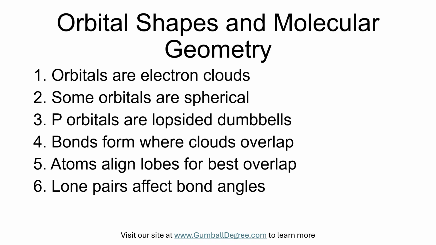Think of orbitals as clouds around atoms where electrons live. Some clouds are round, like spheres, and others are lopsided, like dumbbells or clover leaves. And the lopsided ones point in particular directions. When two atoms form a bond, the parts of their clouds that stick out meet and overlap. So the atoms arrange themselves so those pointing parts line up best.